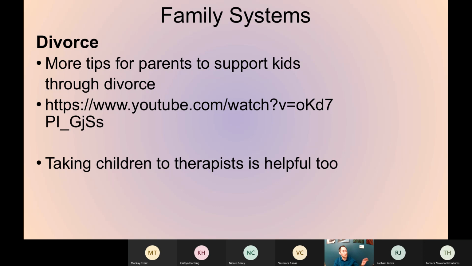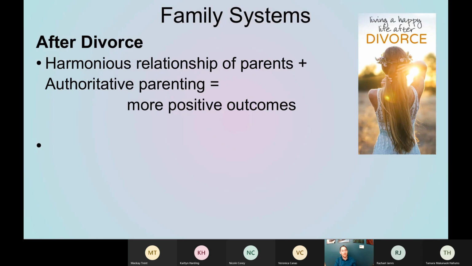For more resources or tips for parents to support kids, this video is a good one. Again, therapy for the parents and through the divorce is also very helpful. After divorce, one of the biggest things is co-parenting and trying to have a harmonious environment. It might still be challenging for those two parents to work together, but trying to have as harmonious a co-parenting relationship as you can to support those children's needs is the best outcome for those children. So we'll go into this again and finish it up next time in class.